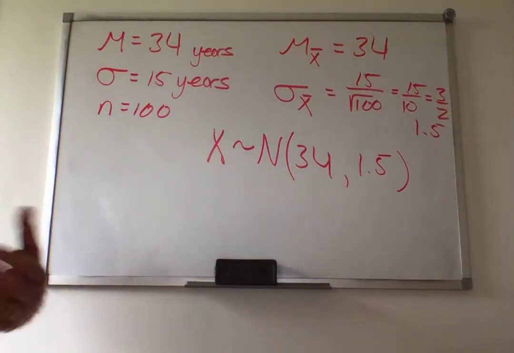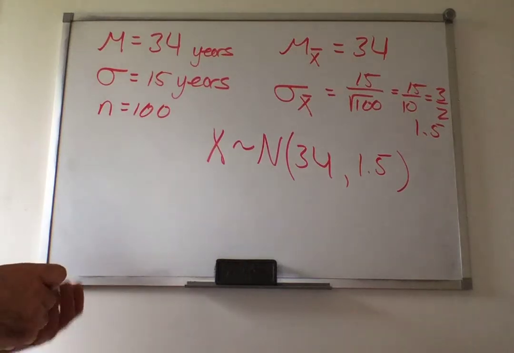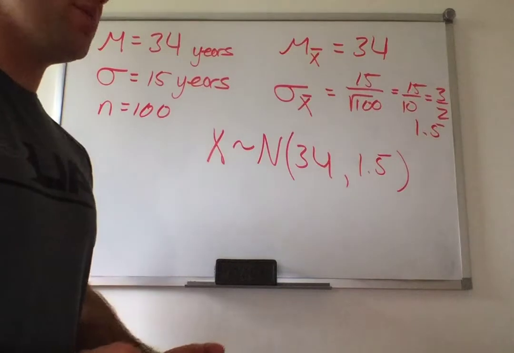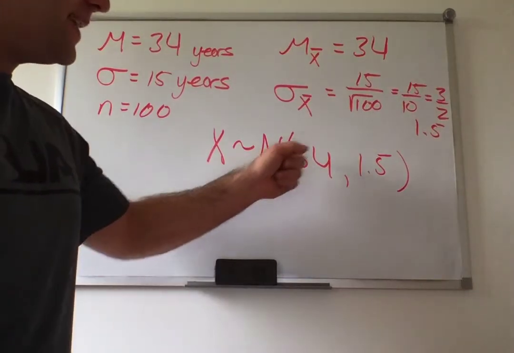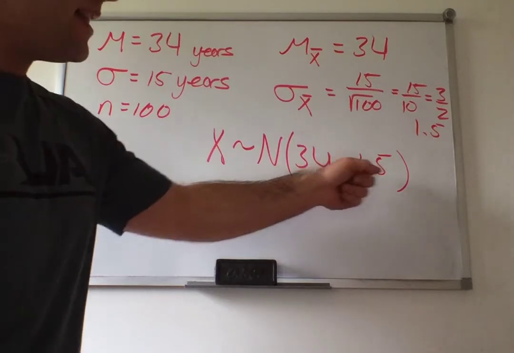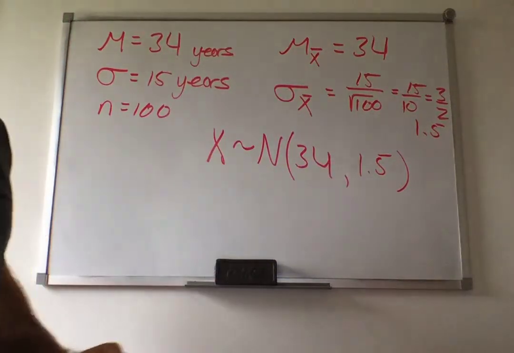I know when they ask what it looks like, you might think of drawing a picture. Well, this tells you how the picture should be drawn. It should be drawn normal, centered at 34, because that's where the average is, and then the standard deviations are 1.5 away. Okay?